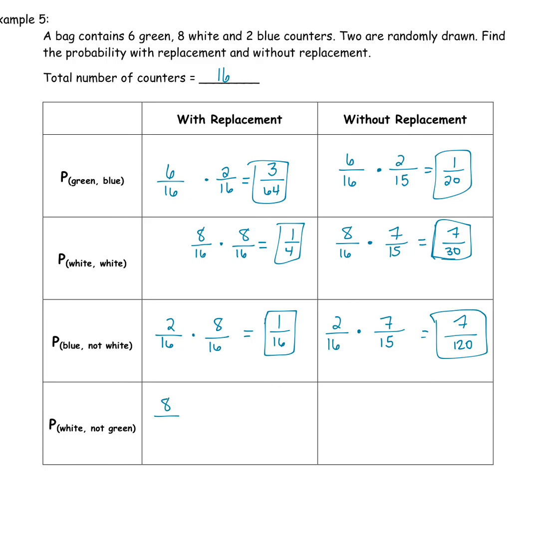Okay, white and not green. Well, we know there's 8 whites. We're putting them back into the bag, and then there's 6 green total, so that leaves 10 not green ones. Multiply straight across, and we get 5 out of 16.